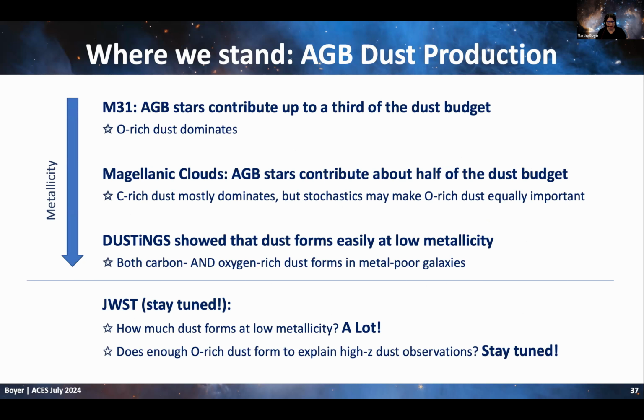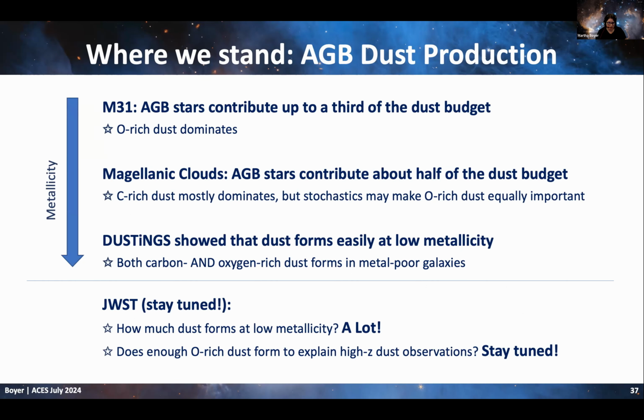I'll just summarize here. In M31 at the highest metallicity, we are seeing that AGB stars are contributing up to a third of the dust budget, and oxygen-rich dust is dominating. In the Magellanic Clouds, we see that the AGB stars might be making about half of the dust budget, possibly more if we're generous, depending on our assumptions. That looks like the carbon-rich mostly dominates, but there are stochastics that make the oxygen-rich also important.